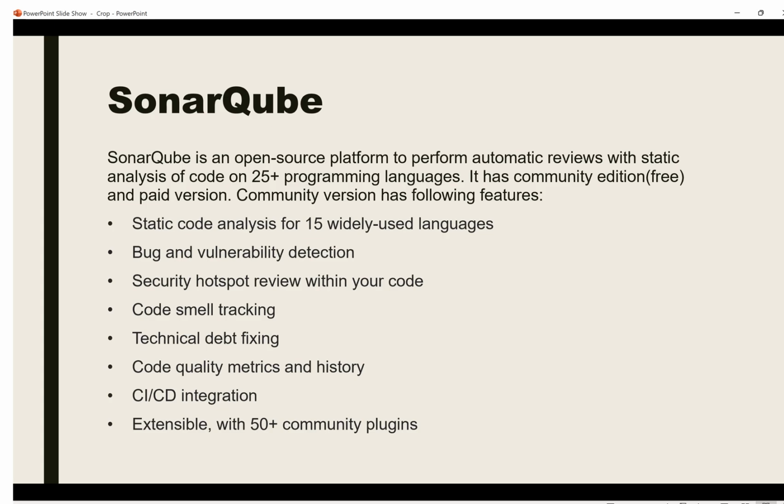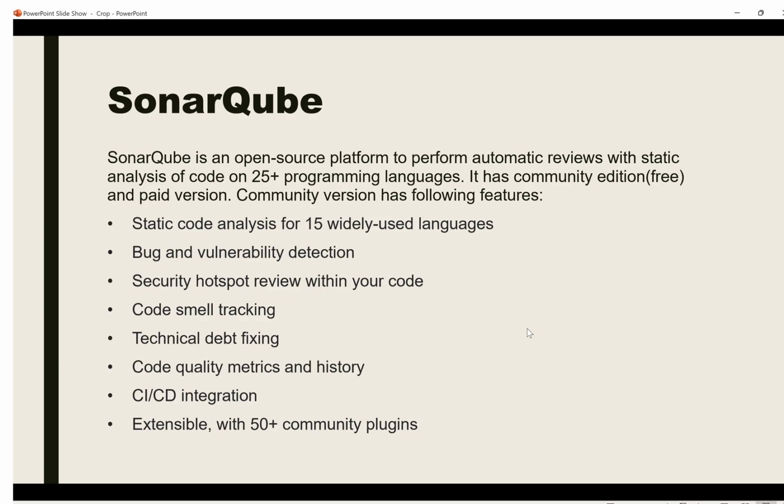If we talk about the community version, it has multiple features. As you can see on your screen, it can do static code analysis for more than 25 programming languages. It can detect bugs and vulnerabilities. In bug detection, it actually finds the quality of the code too. And in vulnerability, there are multiple types of vulnerabilities, like high risk vulnerabilities or low risk vulnerabilities.